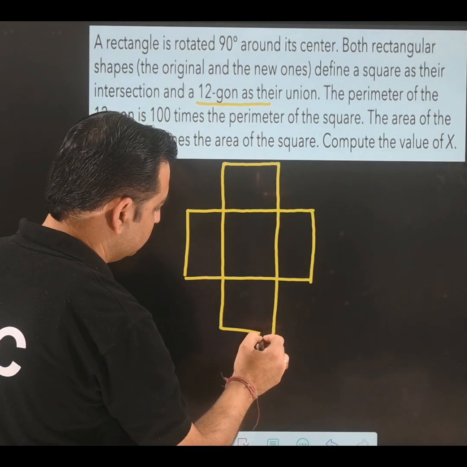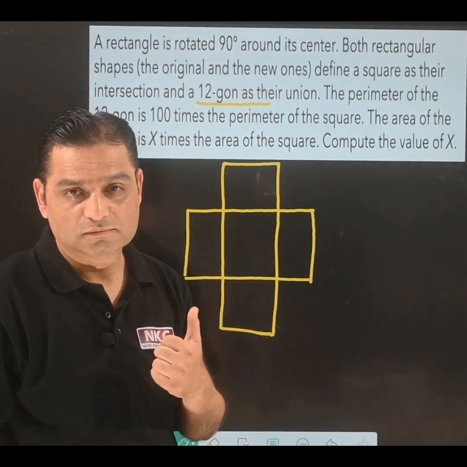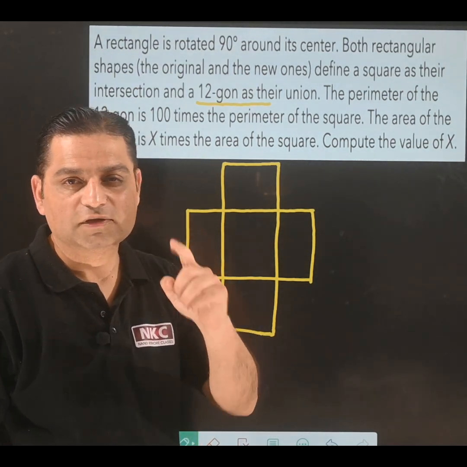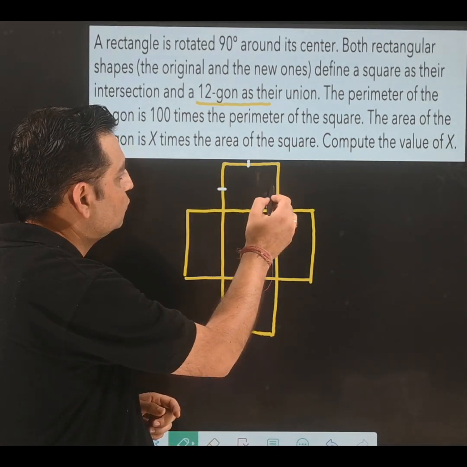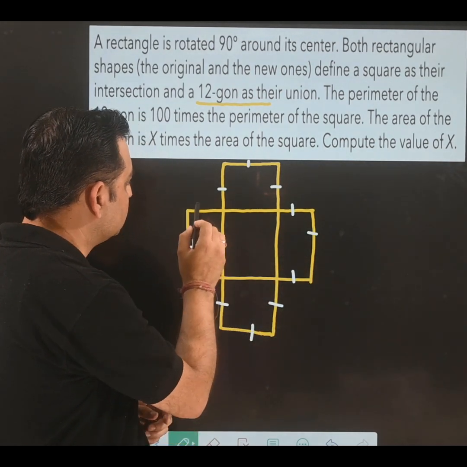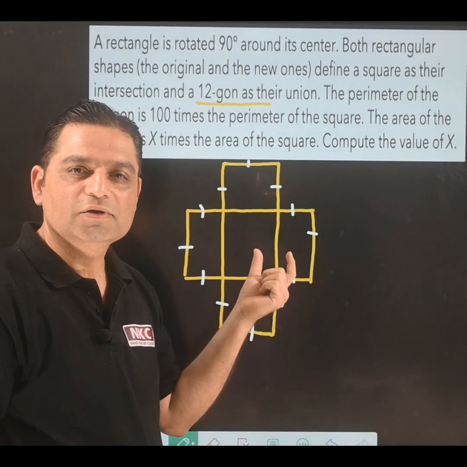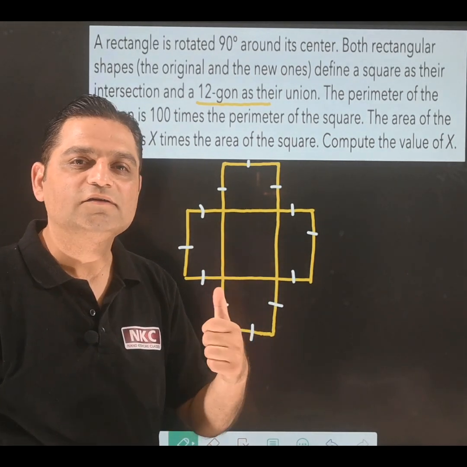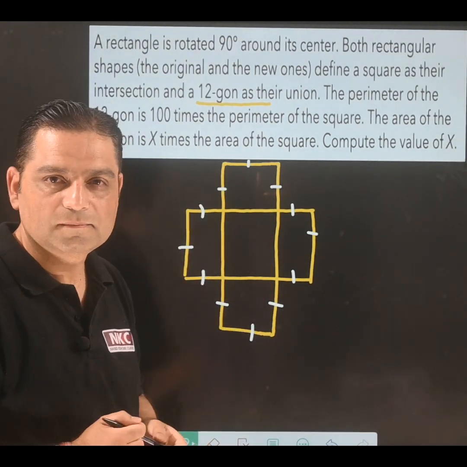Check the diagram very carefully. Now how is it a 12-gon? Because 12 sides are there. Count this: 1, 2, 3, 4, 5, 6, 7, 8, 9, 10, 11, 12. Don't count the middle lines, because whenever we count the sides of any polygon, it's the boundary sides only. So 12 sides are there.